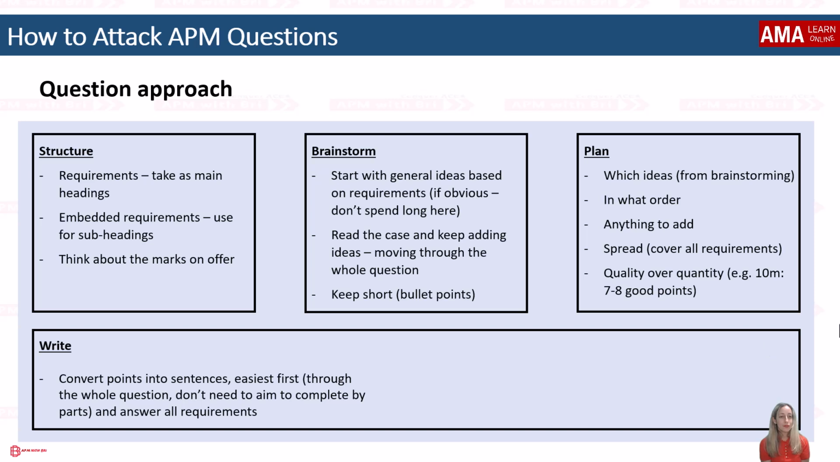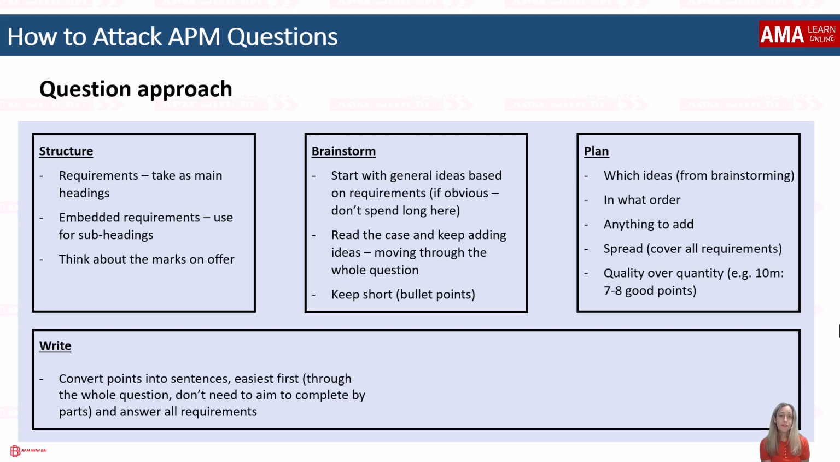Now, you've gone through the structuring, brainstorming and planning of your answer. You've spent decent time doing that, and now it's time to just look at your plan and start converting those short bullet points you included initially into sentences. Careful here, you don't have to start with the first one on your list, then the second, then the third. Or you don't have to do part A first, or part C or whatever. You don't have to do it in parts.